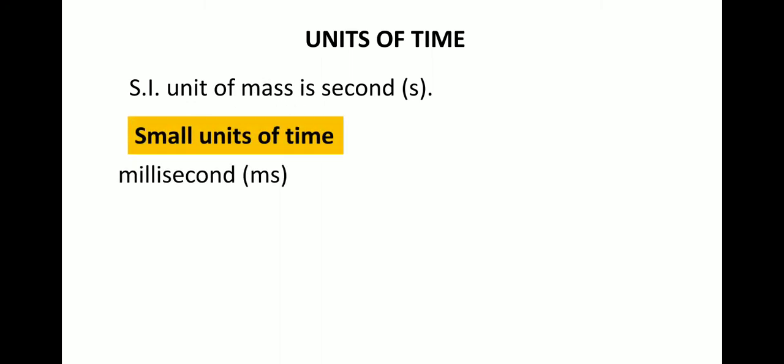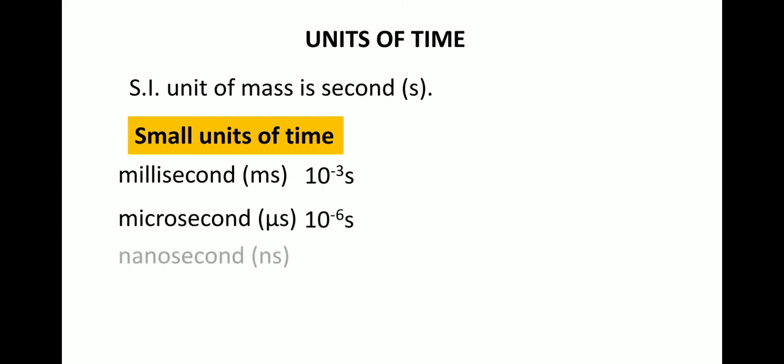Units of time. SI unit of time is second. Sorry, here it should be time. And the small units of time are milliseconds, represented as ms, which is equal to 10 to the power minus 3 seconds. Microsecond, represented as mu s, which is equal to 10 to the power minus 6 seconds, and nanoseconds represented as ns, which is equal to 10 to the power minus 9 second.